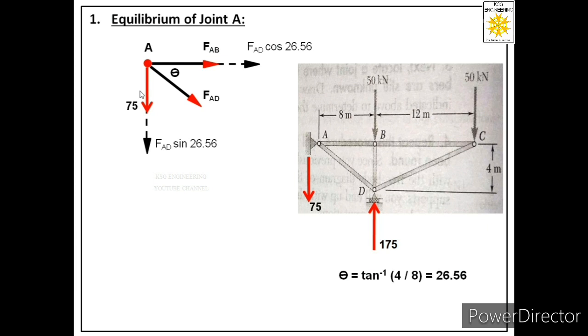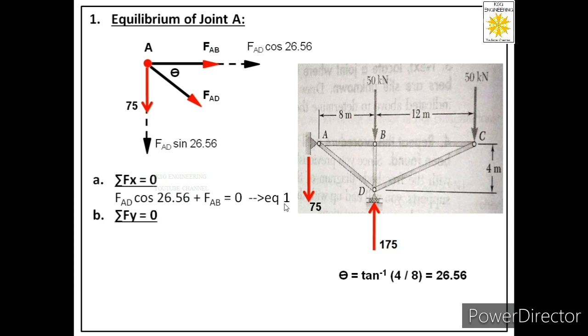So what is the next step? Apply equations of equilibrium. First equation is summation Fx is equal to 0. How many forces are acting in x direction? There are two, FAB and FAD cos 26.56, and both are acting towards right. So we have to consider these two forces positive. The equation will be FAD cos 26.56 plus FAB equal to 0. In this equation there are two unknowns, so we cannot solve this equation. Let us call this equation number 1 for the time being.